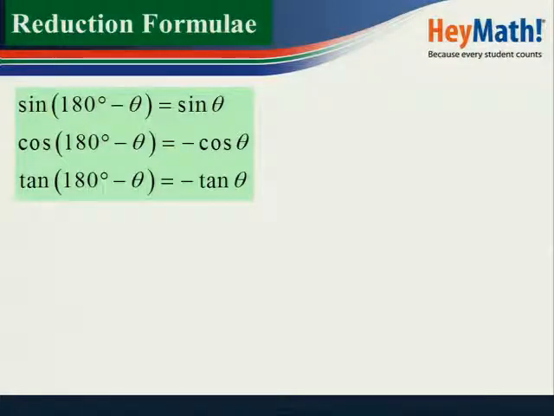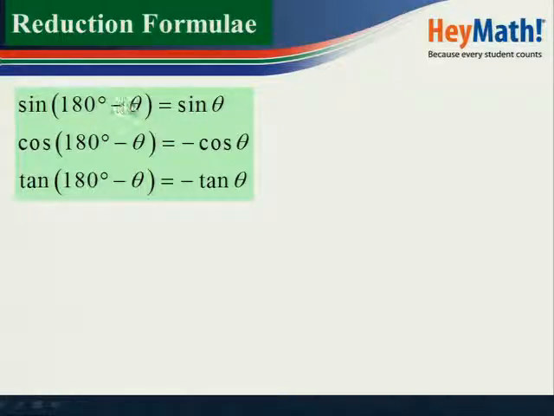So 180 degrees minus theta is a compound angle in the second quadrant. So in the second quadrant, what is the sign of sine? You remember the CAST diagram. Sine is positive. That's why you got a positive sine theta. In reduction formulae, we reduce this compound angle to acute.